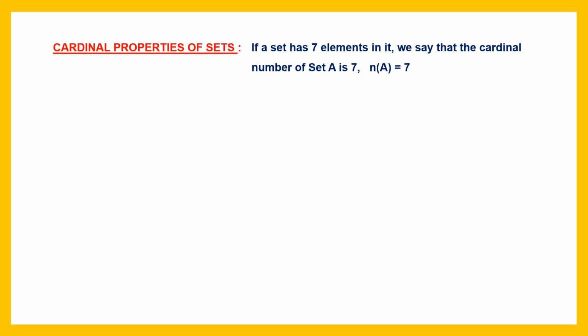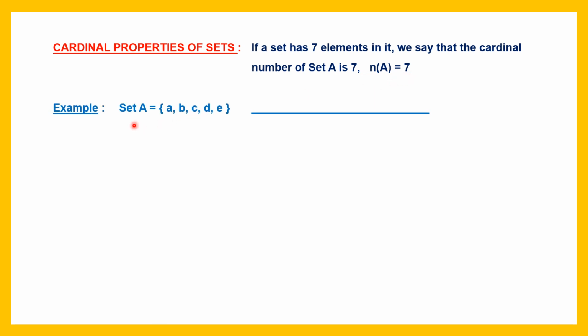Then, cardinal properties of sets. Now, before going on to the next question, we should know this. What is cardinal properties? It is very simple. If a set has 7 elements in it, or 5 elements, or 4, depending on how many elements, we say the cardinal number of that set is that number. So, suppose set A has 7 elements. The cardinal number is written like this, n of A, which is 7. Okay, it's a simple one.